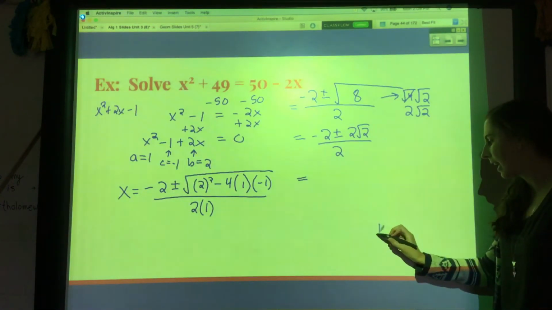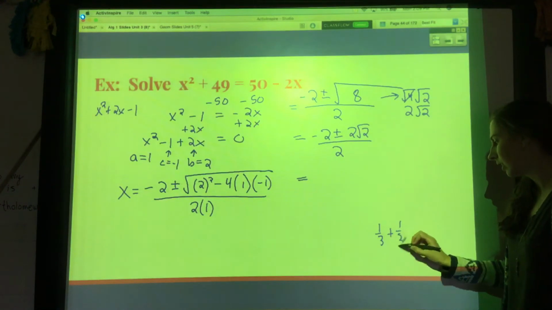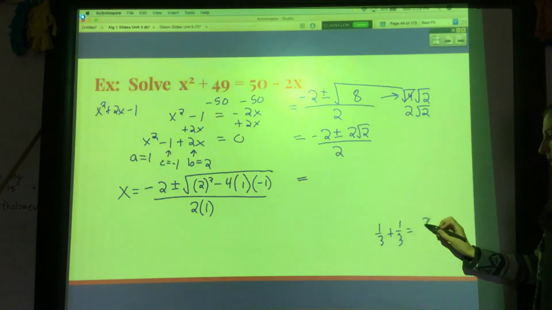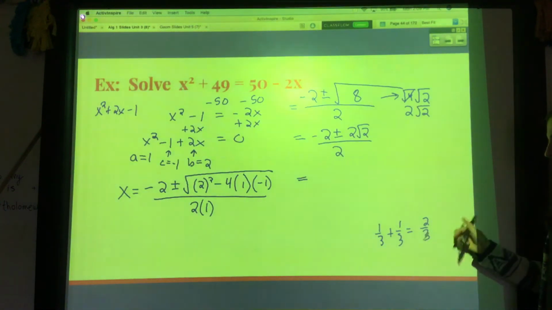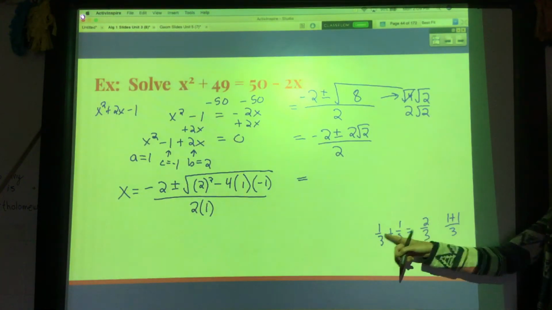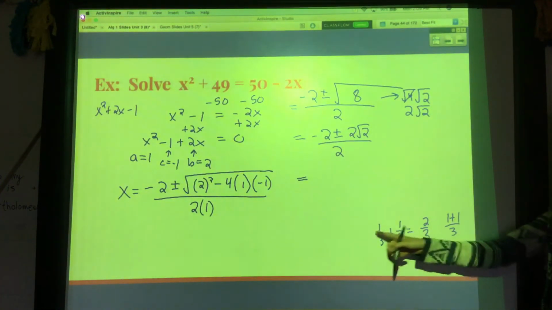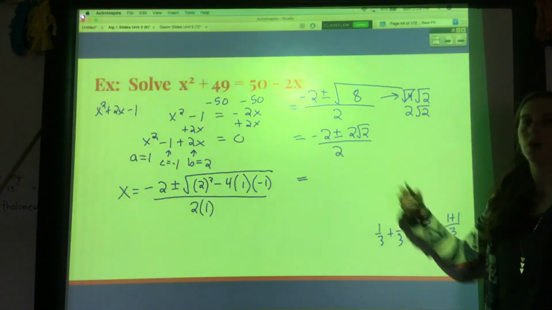Just like if I had 1/3 plus 1/3, that's the same thing as 2/3, because I have 1 plus 1 gives me 2, all over the same third. Or if I wanted to take this and break it back up, I could split 1 plus 1 into separate 1 plus 1's. Basically, I can split up this numerator over the denominator.